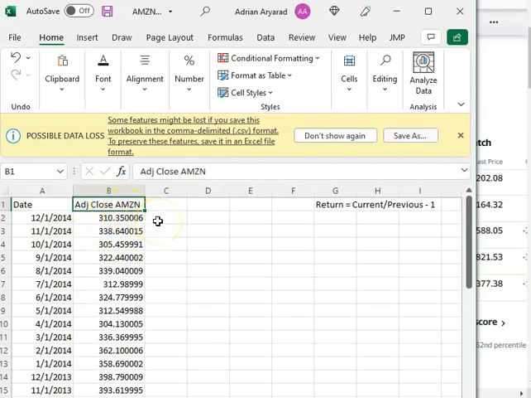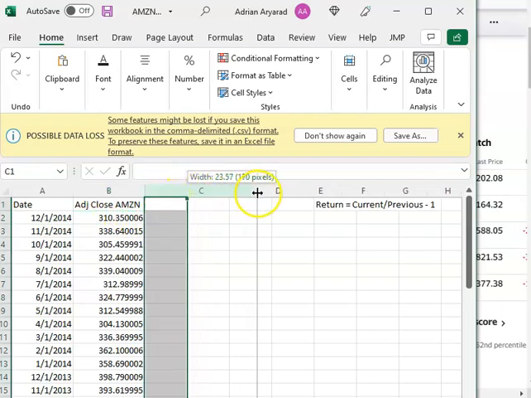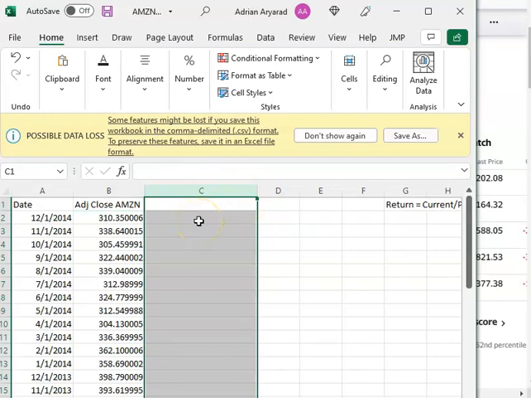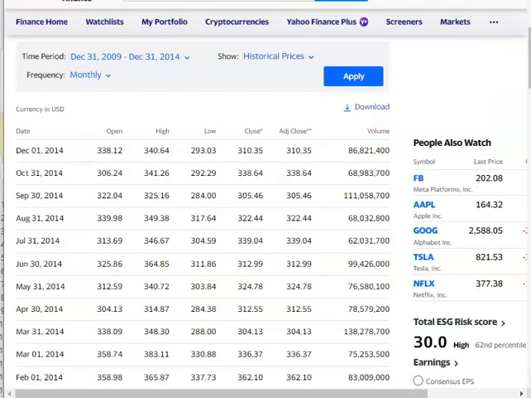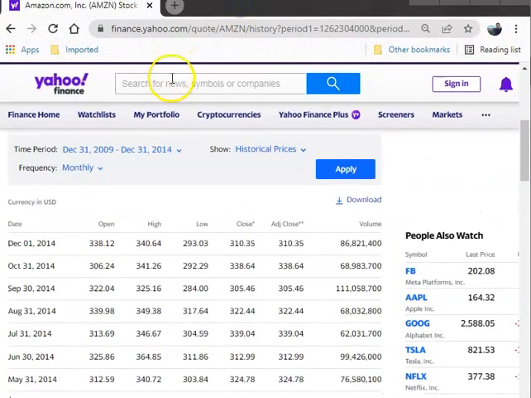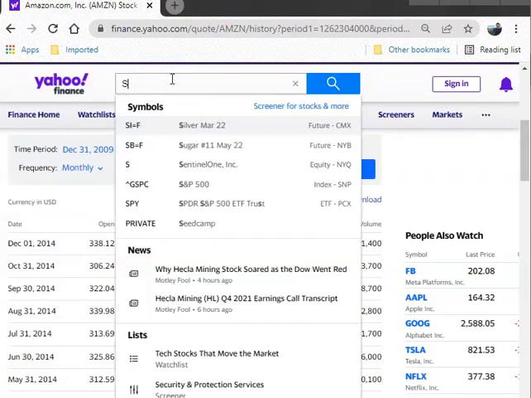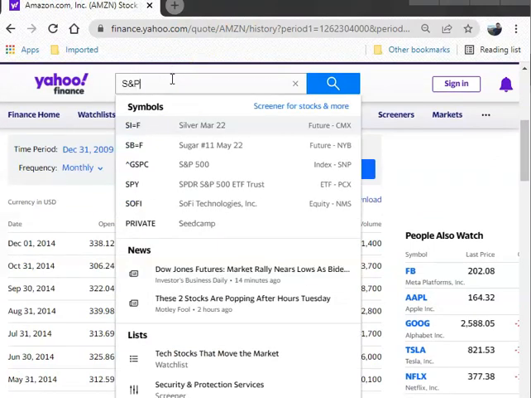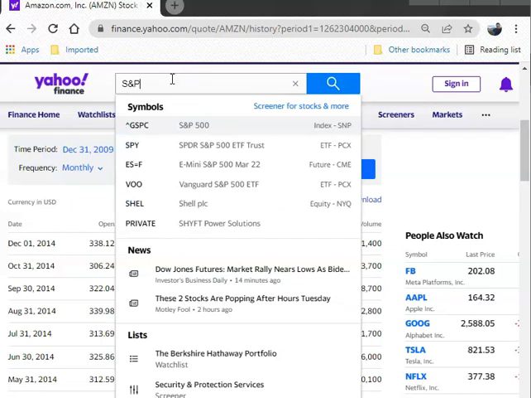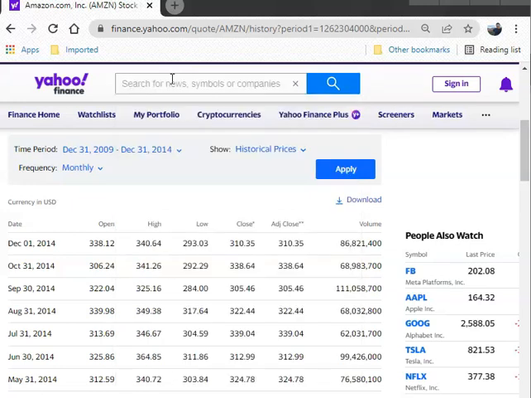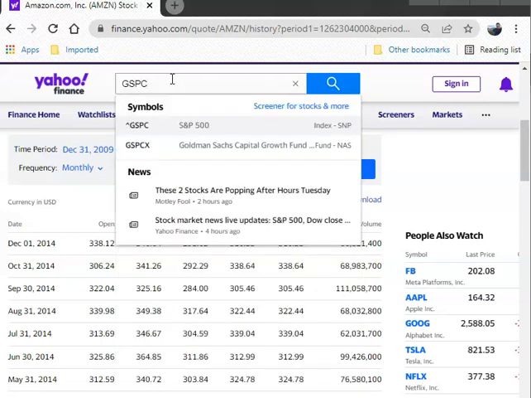Now I also need the adjusted close for the S&P 500, because I told you we're going to see if there is a change in the adjusted values of the S&P 500 compared to the change in adjusted close of Amazon. To find the S&P 500, it's very easy. Just type S&P, or type GSPC. They're both the same thing. GSPC will bring up S&P 500 data.